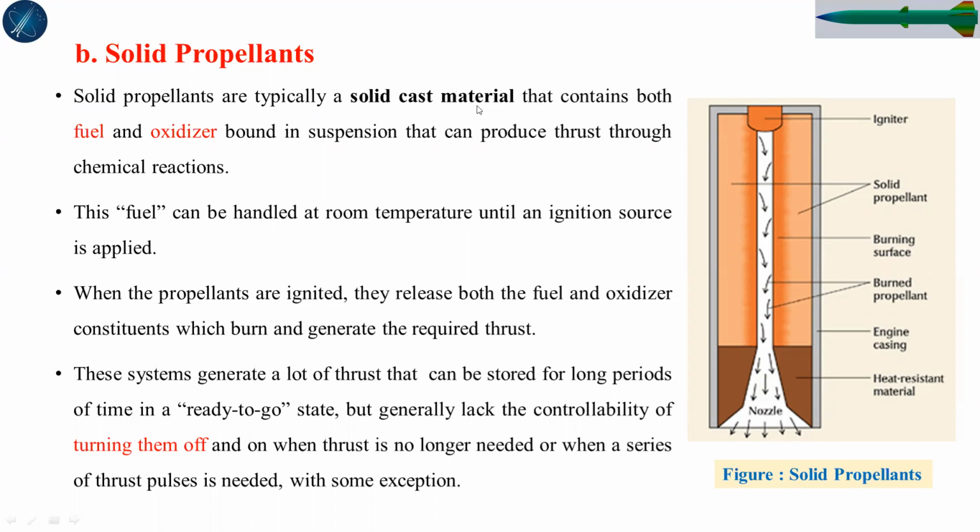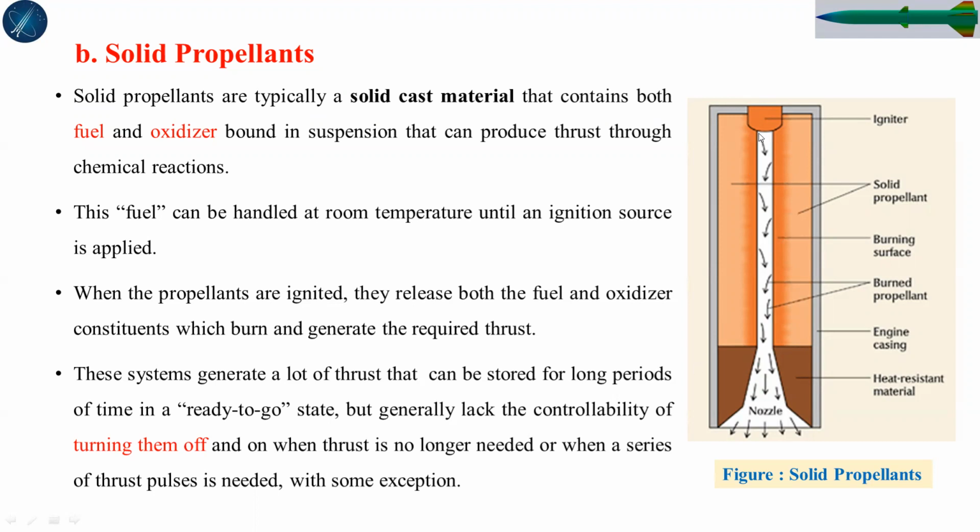So the fuel can be handled at room temperature until ignition sources are applied. That means that ignition may be at some required condition. When the propellants are ignited, they release both fuel and oxidizer constituents, which burn and generate the required thrust. So this is an igniter which is placed in the front dome in order to facilitate some burning. And then this is the propellant.